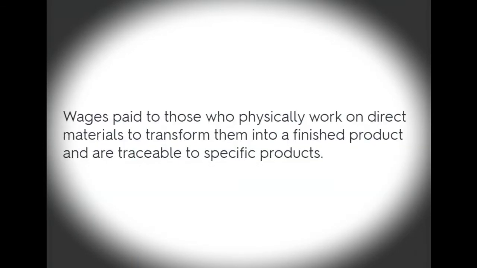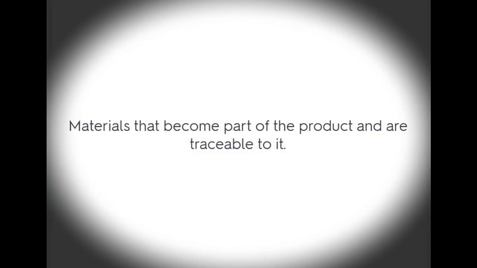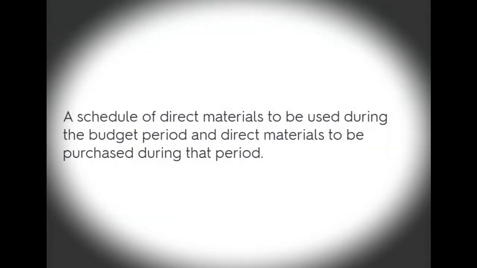Wages paid to those who physically work on direct materials to transform them into a finished product and are traceable to specific products. Direct labor budget. A schedule of direct labor requirements for the budget period. Direct materials. Materials that become part of the product and are traceable to it. Direct materials budget. A schedule of direct materials to be used during the budget period and direct materials to be purchased during that period.